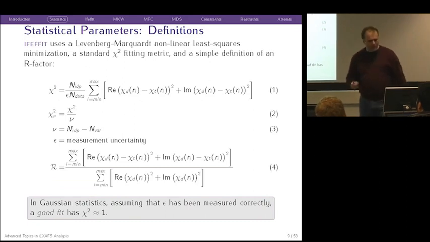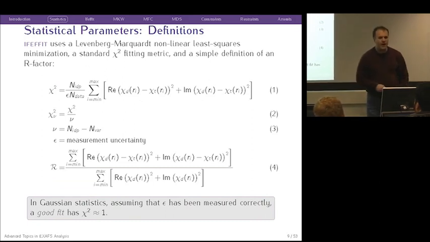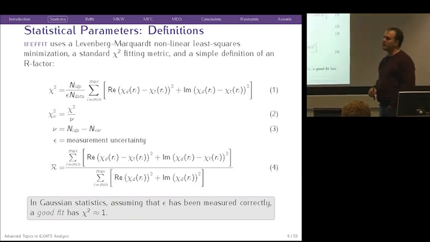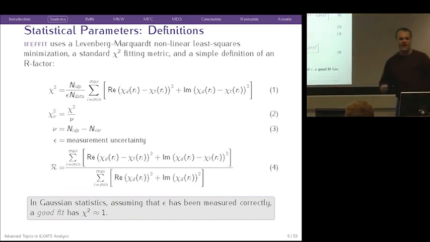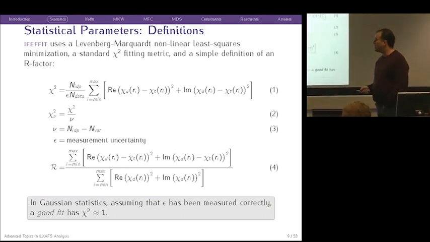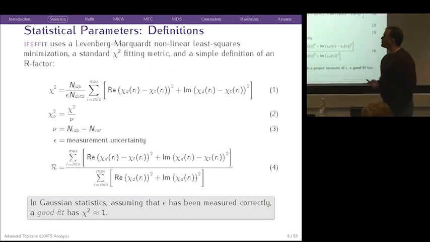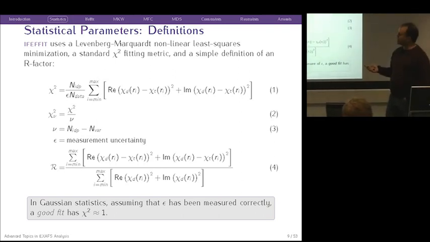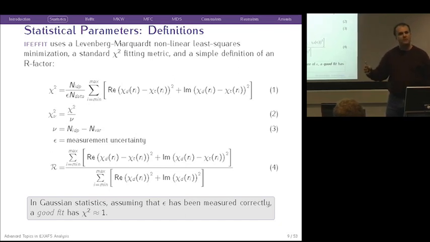Before I get into that, I need to define what the terms are in the statistical model, and these are the terms that are reported in the log file at the end of the fit. So chi-squared is the actual fitting metric. This is the quantity that is minimized during the fit. What I mean by that is that you somehow set up the parameters of your fit and start turning the crank.